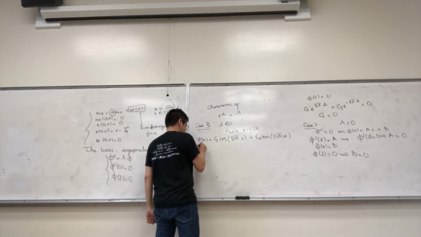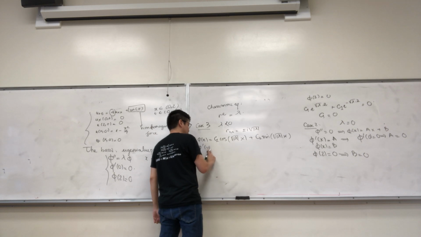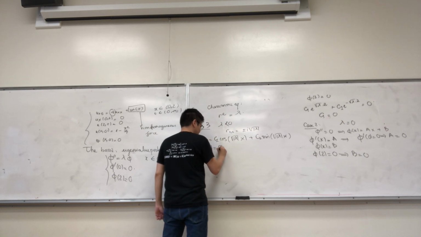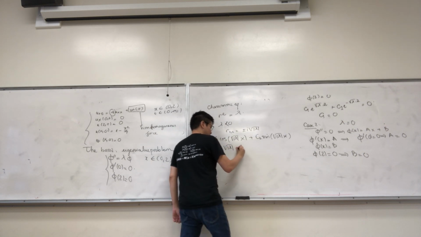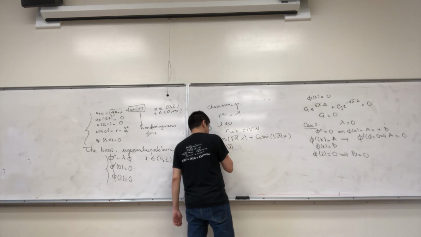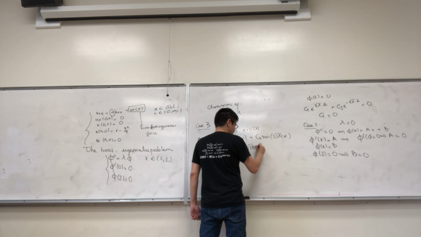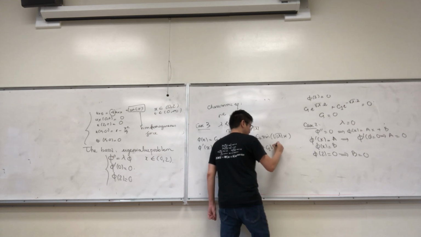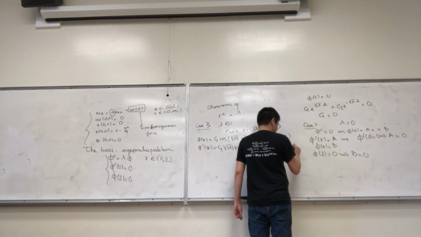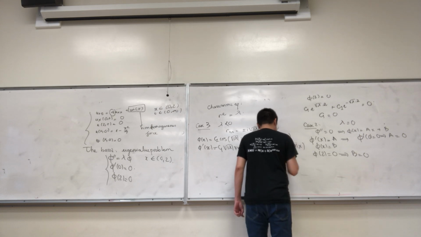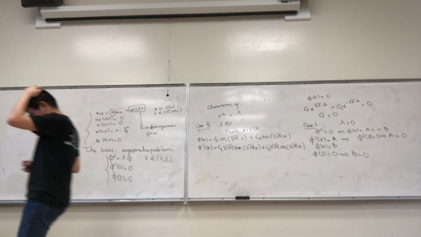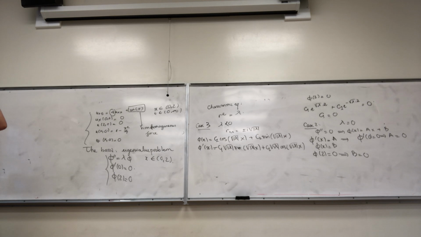So now you take the derivative of this. The derivative is C1 square root of lambda times minus sine of square root of lambda x, plus C2 square root of lambda cosine of square root of lambda x, right?